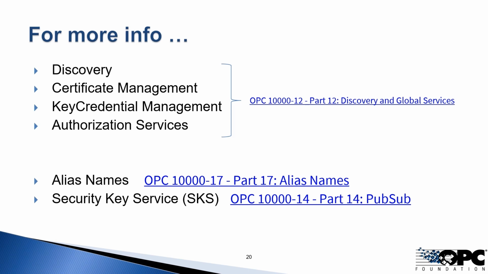The other two, alias names, has its own part. It's called Part 17, alias names. And there you'll find all the requirements for clients and servers to use alias names, plus how it's aggregated up into the global discovery server. And lastly, the security key service, as I said, is used strictly for PubSub, and that whole service and how it works is defined and described in the Part 14 PubSub part.